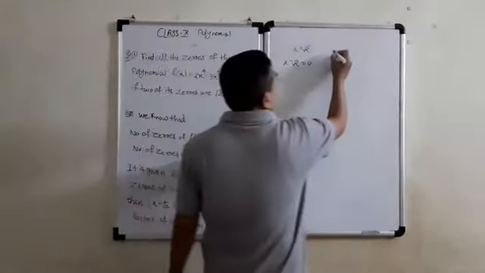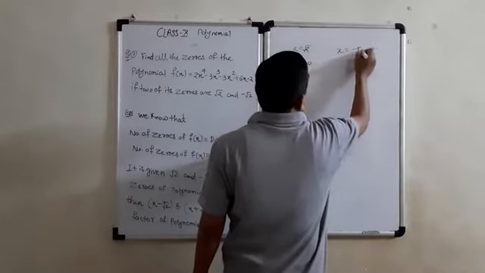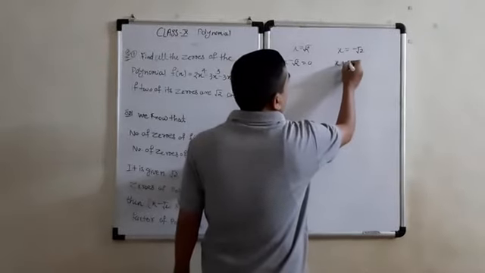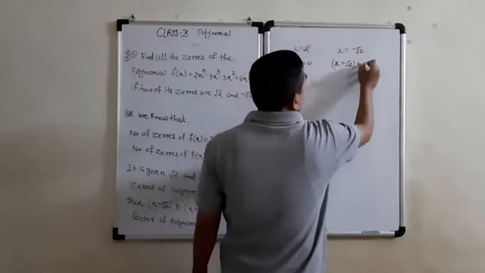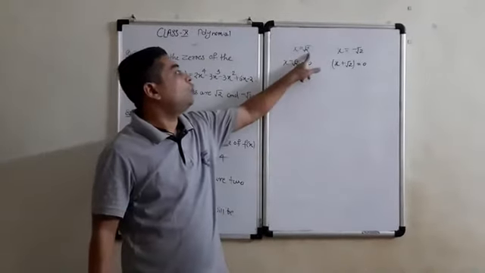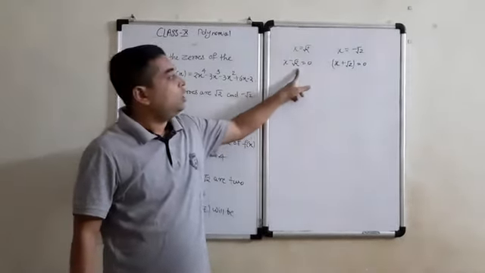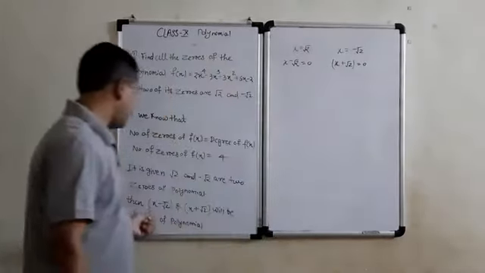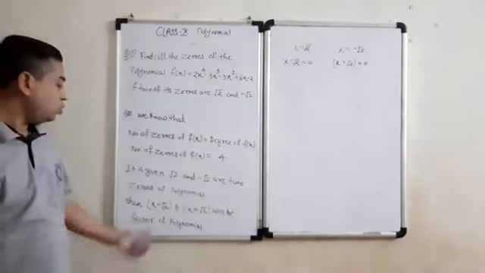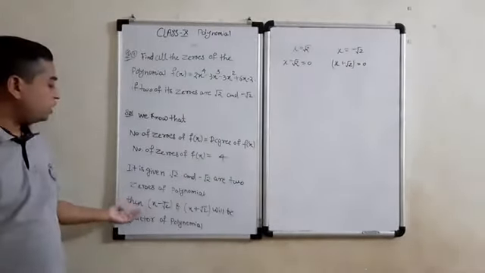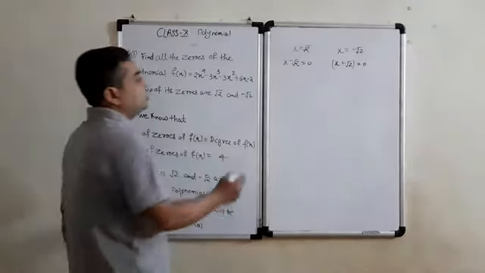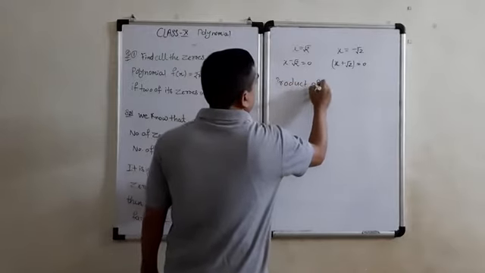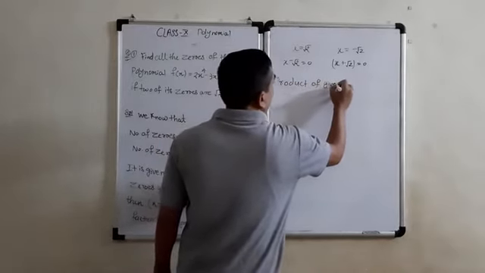In the same way, another zero is given, x is equal to minus root 2. If this is the zero given, then we can write x plus root 2 is equal to 0. Okay. So if the zero is root 2, the factor will be x minus root 2. If the zero is minus root 2, the factor will be x plus root 2. So in this way, x minus root 2 and x plus root 2 is coming. So what we will do, we will find the product of the given factors.